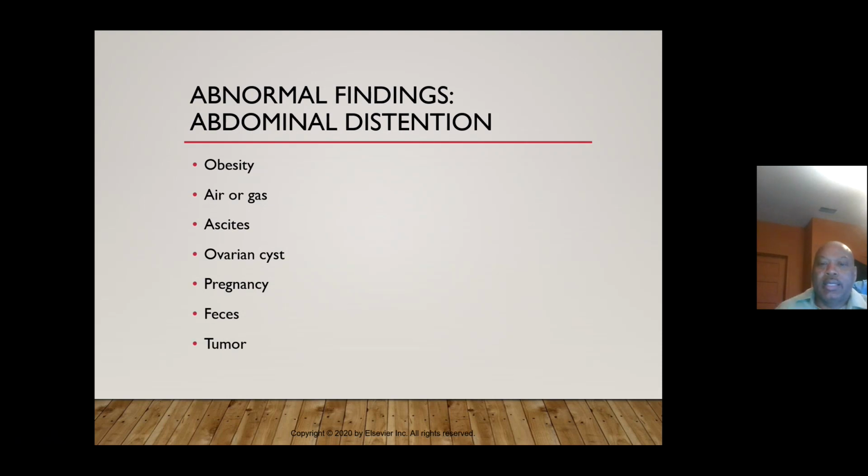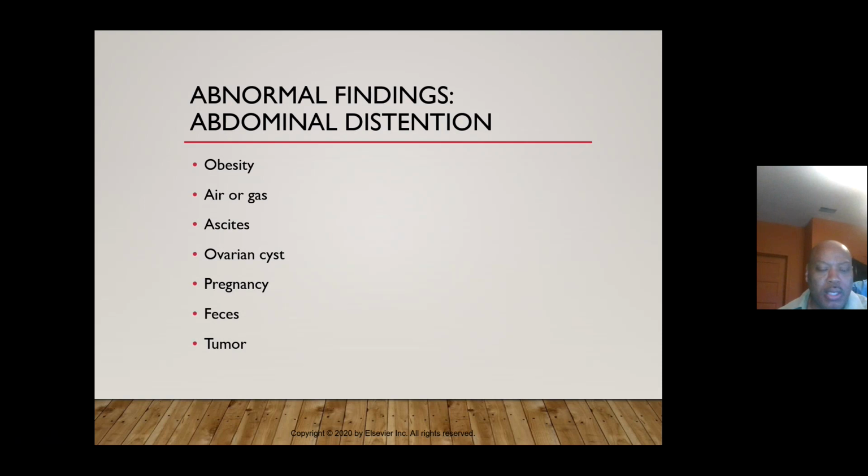All right. Then take a look at these abnormal findings, abdominal distension. It can be due to obesity, air or gas, ascites, ovarian cysts, obviously pregnancy, feces, as in constipation, as well as a tumor. Take a look also at the overview on pages 558 to 559, which will show you how we inspect, auscultate, percuss, and palpate in order to assess these abdominal abnormalities, and how we can determine what is normal versus abnormal. Your book gives you a pretty great description.